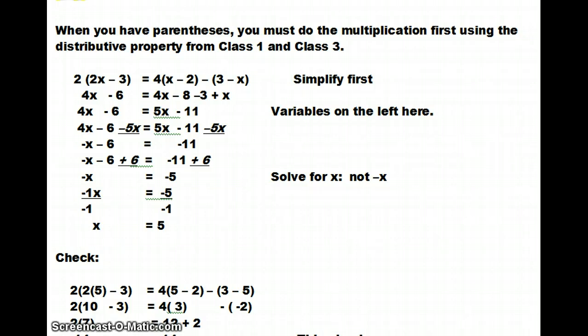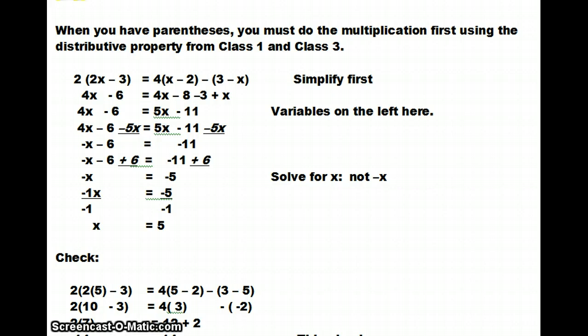You can see that those other problems on the practice test have parentheses. When we have parentheses, we have to do our multiplication first using the distributive property that we learned in class 1 and that we also had in class 3. So on this problem, our first step is taking the number in front of the parentheses and multiplying it by each and every term inside. So 2 times 2x is 4x, and 2 times negative 3 is negative 6. On the right-hand side, 4 times x is 4x, and 4 times negative 2 is negative 8.